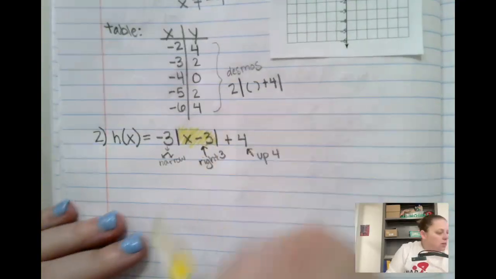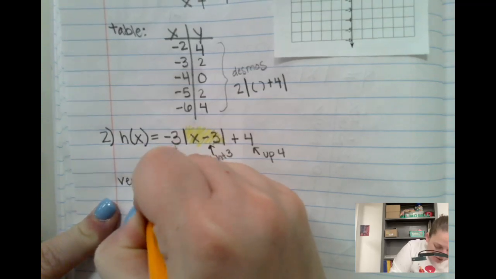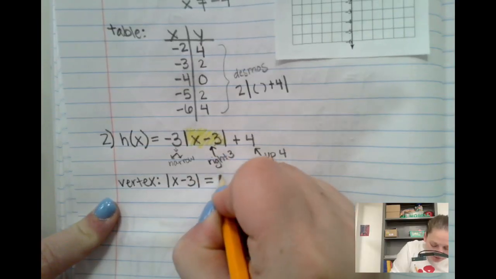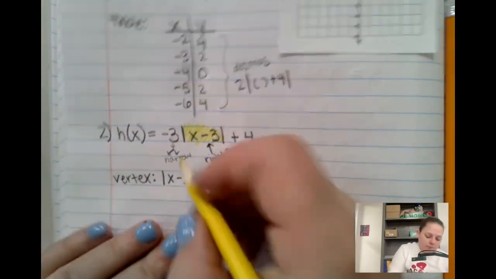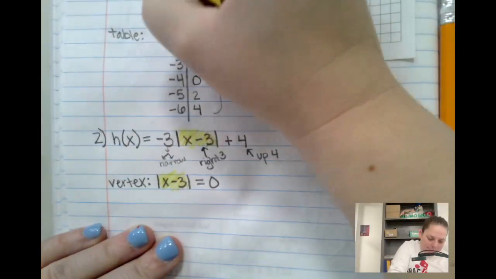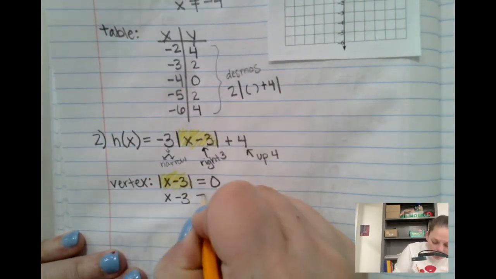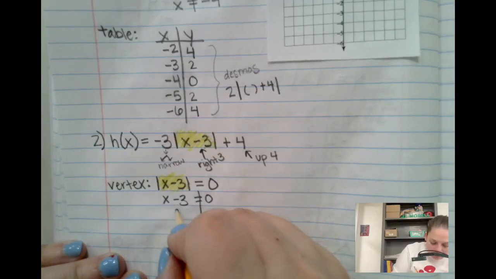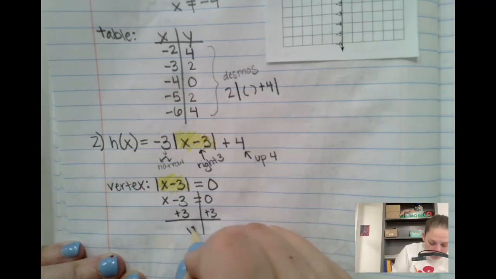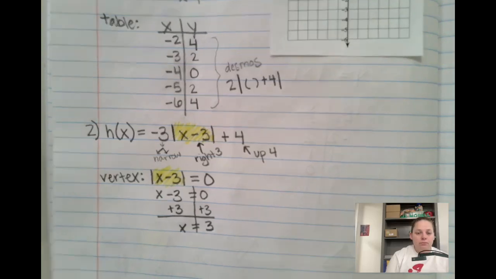All right, first step here is to find the vertex. To find that vertex, we do the absolute value of x minus 3. We want to find out where that equals 0, always 0. So I solve that. x minus 3 equals 0. To get rid of a minus 3, we do plus 3. If we do it to one side, do it to the other side. 0 plus 3 is 3.